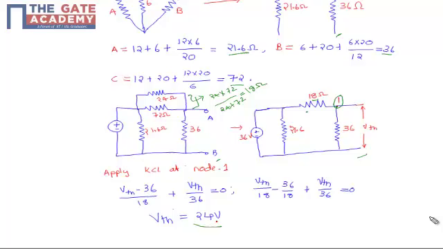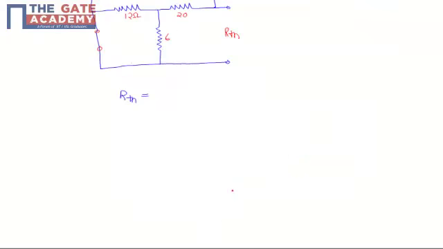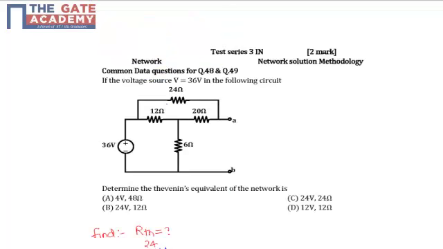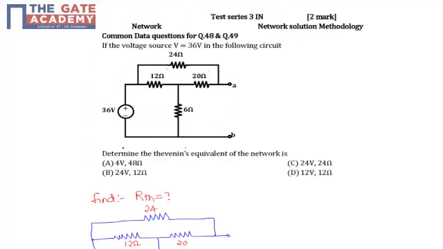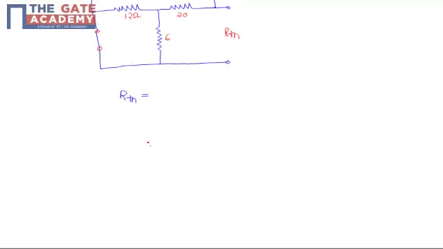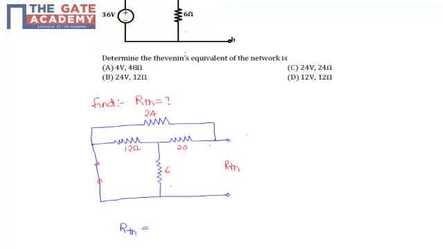First we calculated VTH, then we can find the value of RTH, that is R Thevenin. In order to calculate R Thevenin, we have to short circuit the voltage source, that is 36 volts. Short circuit the voltage source, so the voltage here is 0. From this we can find the value of RTH, which has the resistances 12 ohm, 6 and 24 ohms.